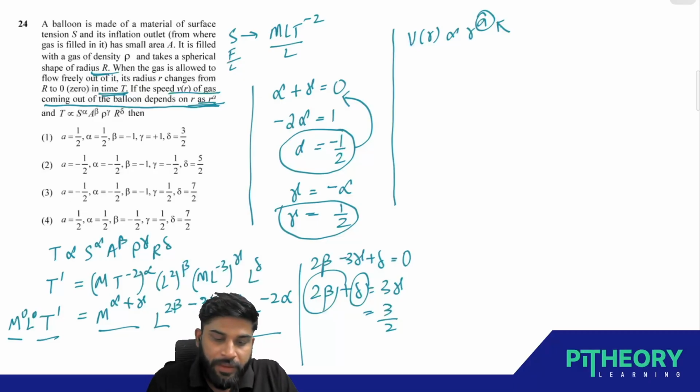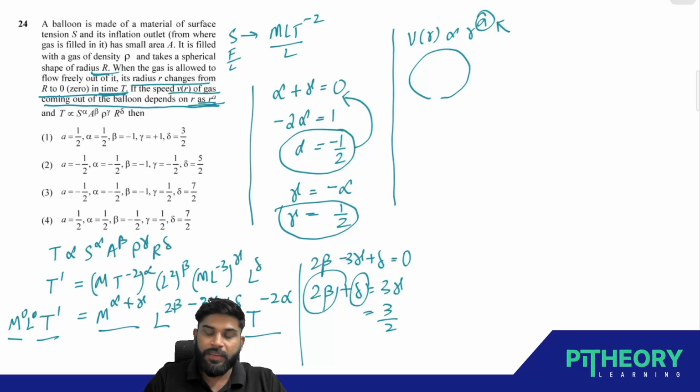It is given that the gas is allowed to flow freely out of it, and its radius R changes from R to 0. See here, for the balloon, you have the opening at this end. You can take the pressure inside as equal to P. Now we apply Bernoulli's theorem here.